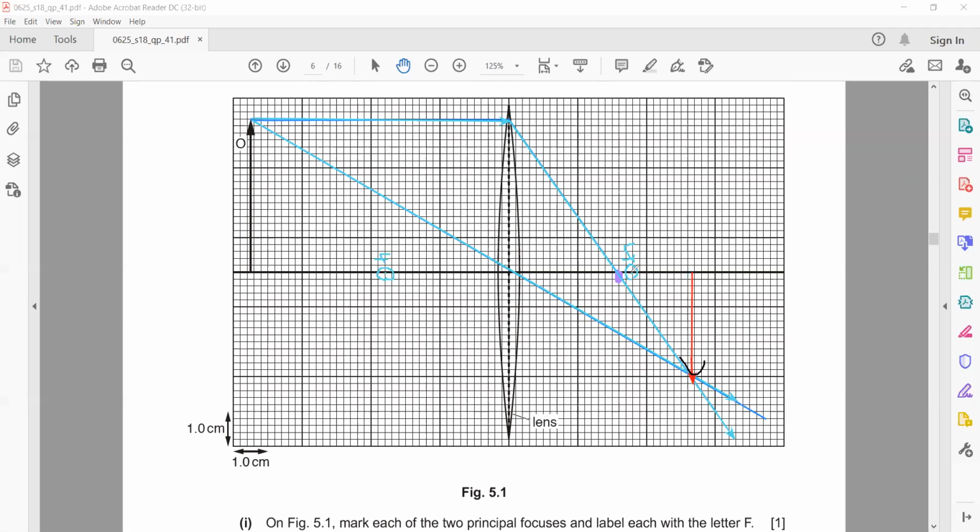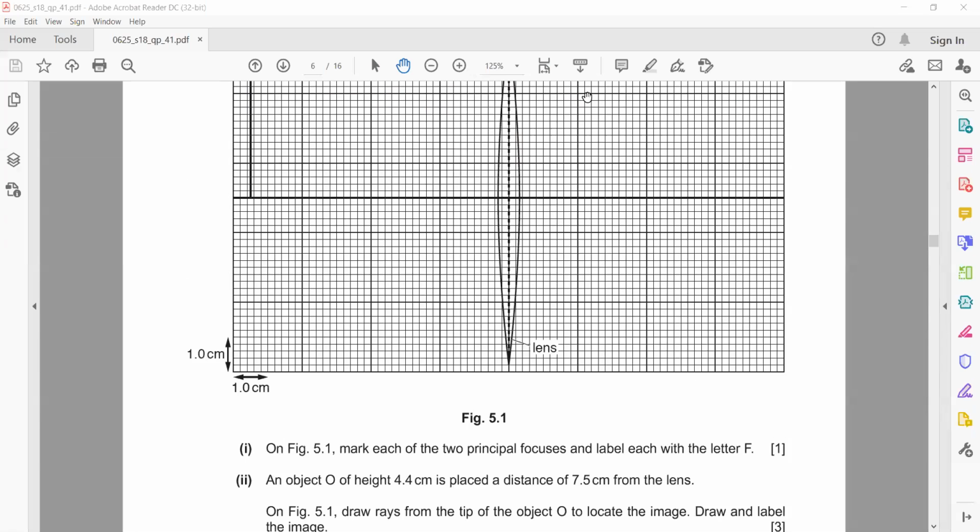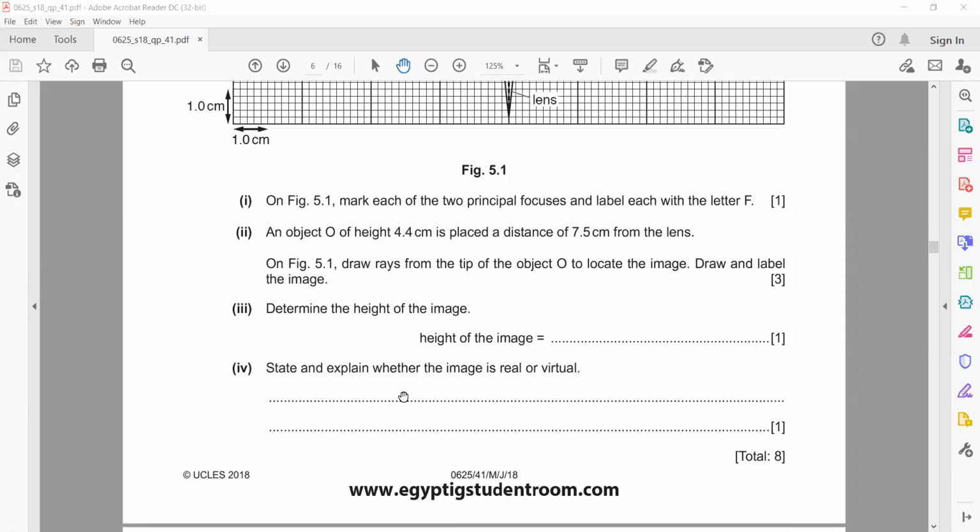I think this one is the right focus, because between 3 and 4 you will have 3.5. Then determine the height of the image. You just have to use a ruler and measure that height.